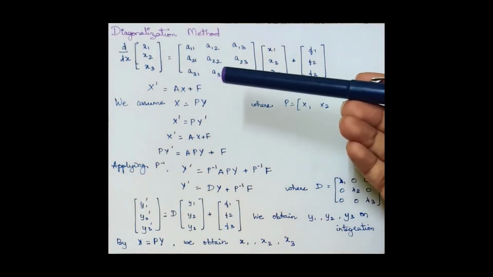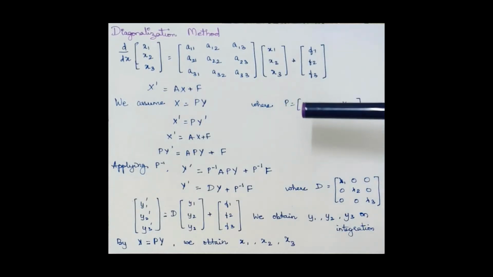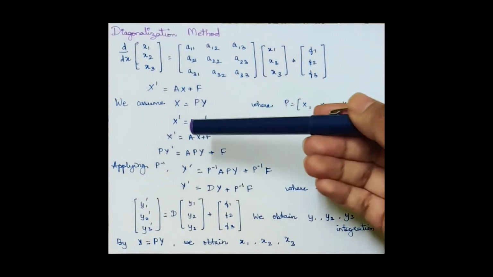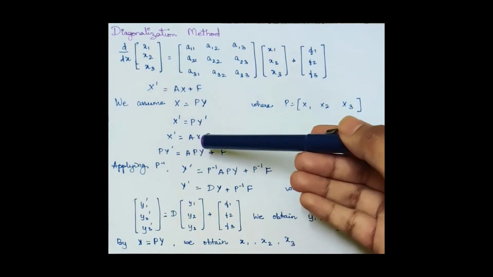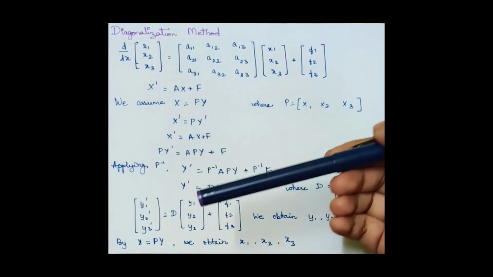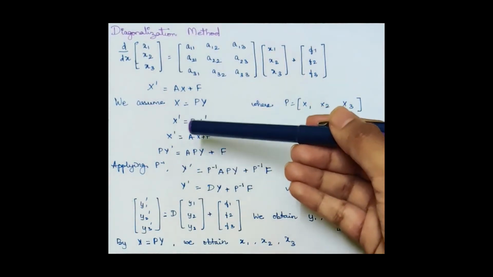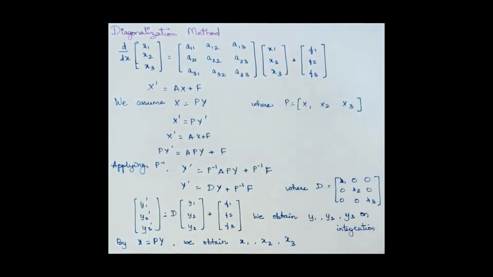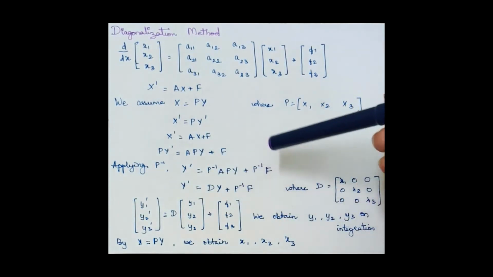Let's assume that x is equal to Py, where P is going to be x1, x2, x3. So what will be x dash? X dash is equal to P into y dash. Now you know that x dash is equal to Ax plus F, which you obtained from here. So when you compare these two equations, Py dash is equal to APy plus F, because you're substituting Py in the place of x. So this is your final format. Now applying P inverse, you get y dash is equal to P inverse AP y plus P inverse F.